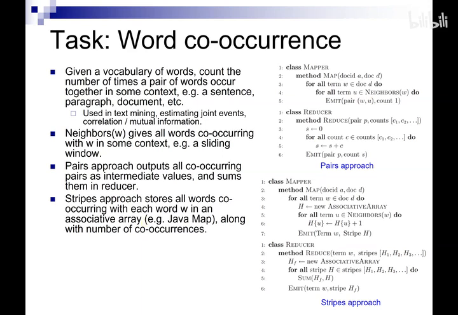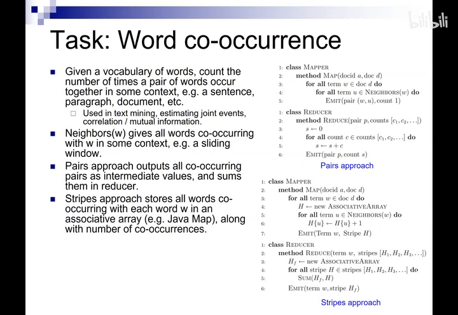Okay, so then in the mapper function, we're going to again go through all of the words which occur in this document. For each word, we're going to create a separate associative array for that word. And now for all of the neighbors of that word, we're just going to store these neighbors in this array. And then in the end, we're just going to output the word plus its array. So this array is going to contain all of the words that co-occurred with W.